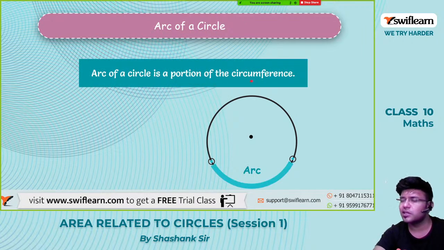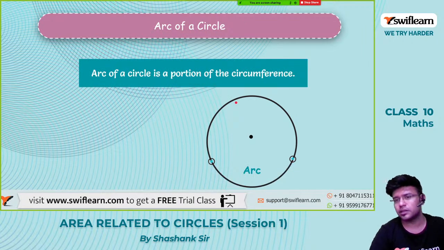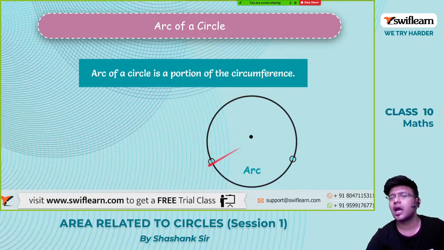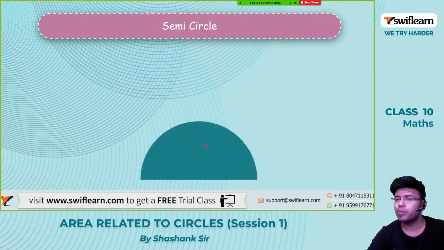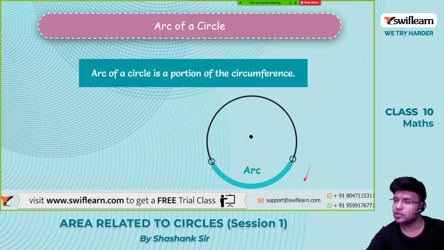Okay, arc of a circle. Arc of the circle is a portion of the circumference. Okay, ये circumference का part करो, and the one which is smaller is minor arc and the one which is big, it is called as major arc.